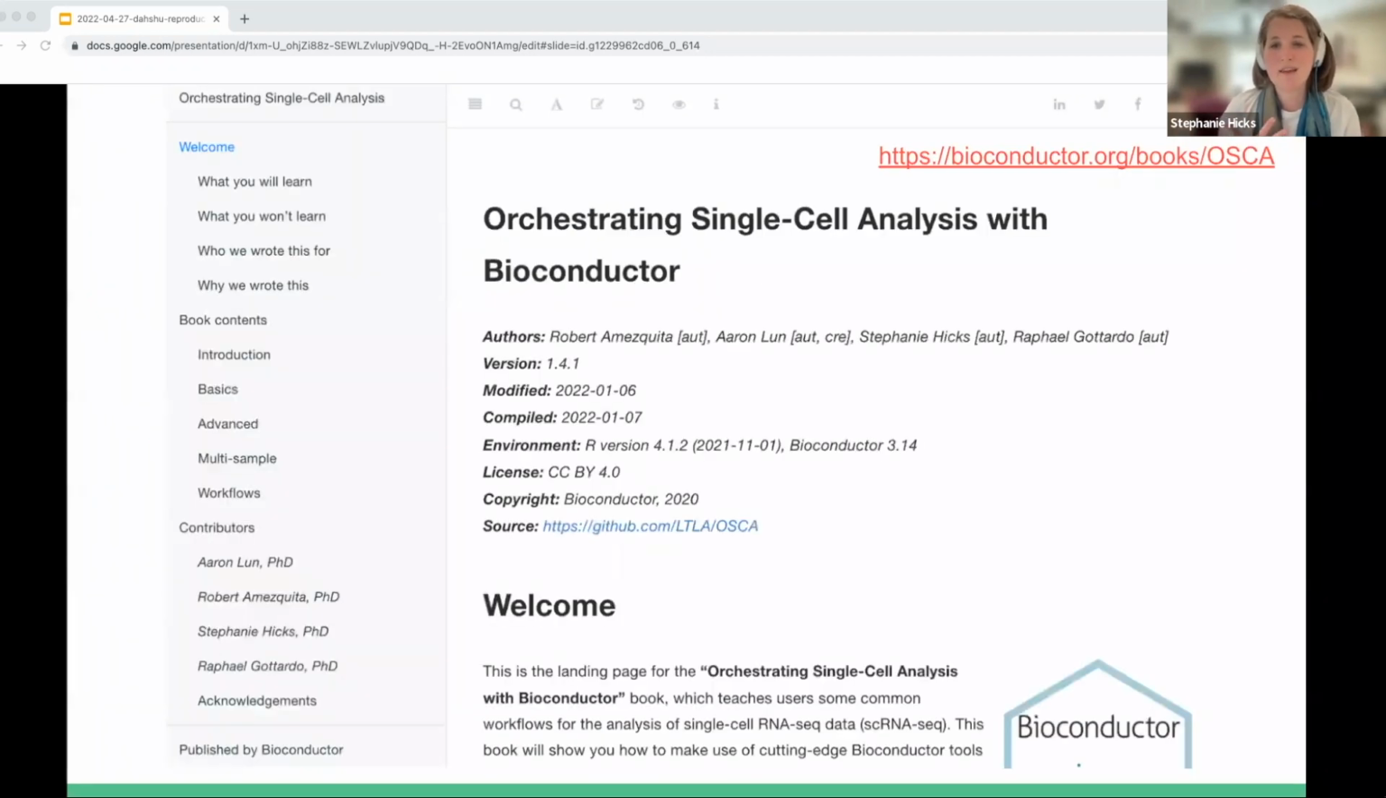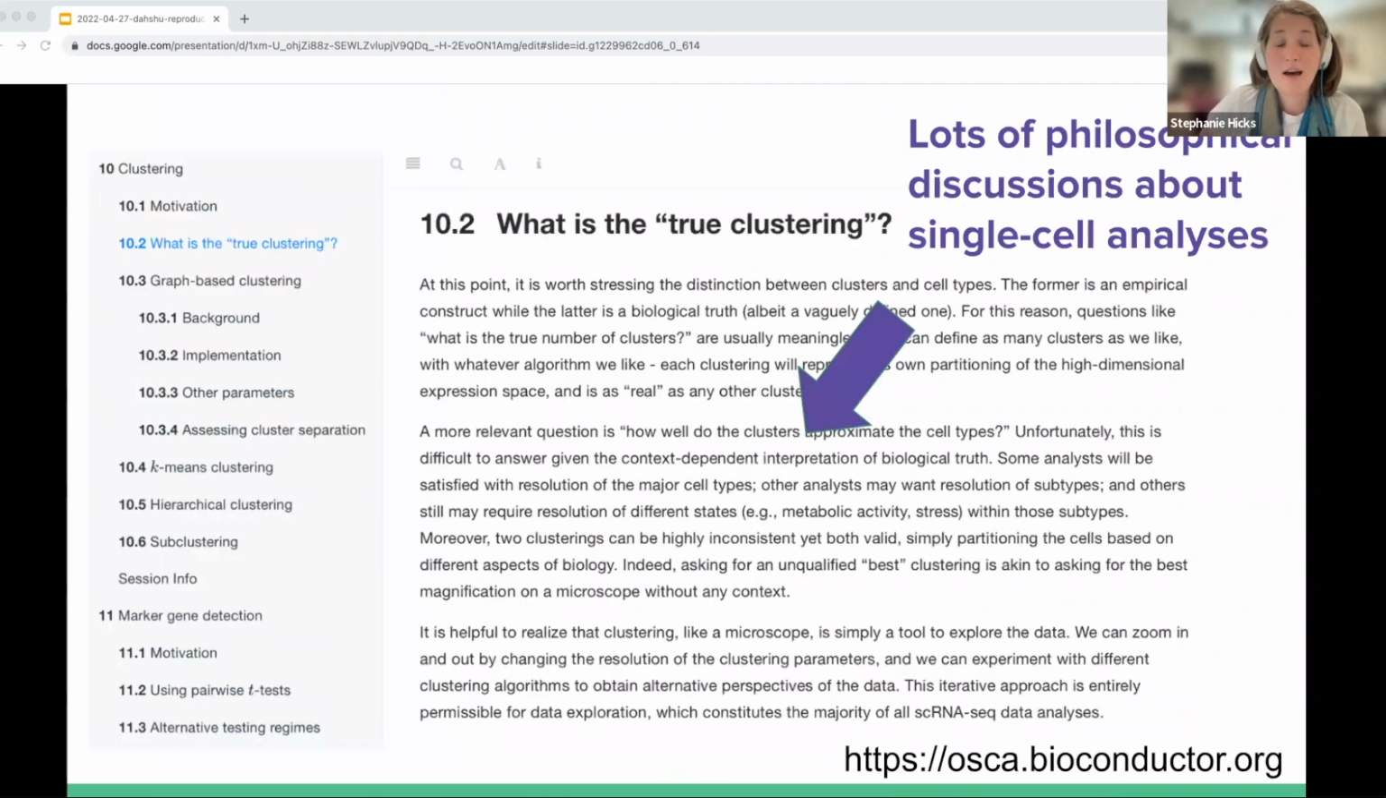But the real beauty and the thing I'm most proud of is this online book. It's written in bookdown, and it's built on the Bioconductor build system, I think every 2 weeks nowadays. The idea is it's a set of 42 chapters, including 18 complete end-to-end workflows of different types of data: CEL-seq data, 10x data, Smart-seq data, all sorts of single-cell data that you can use to analyze your own data. There are lots of philosophical discussions about single-cell analyses.